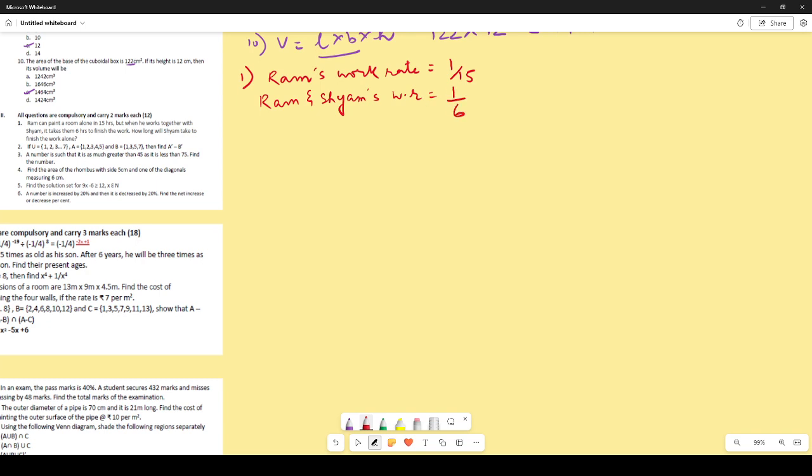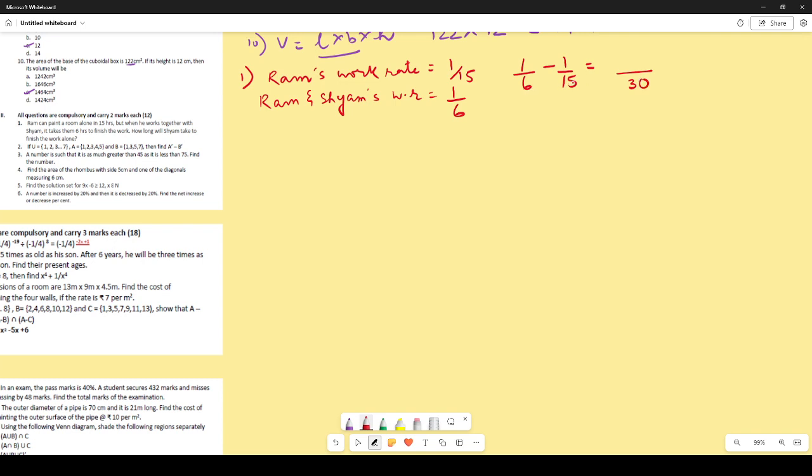Now what many of you did was simply 15 minus 6, 9 hours. That is not how it works. You have to use the proper steps. You have to use the proper formulas for that. So now we know how we find Shyam's work rate. Together their work rate is 1 by 6. If you take away Ram's work rate from this, you will find Shyam's work rate.